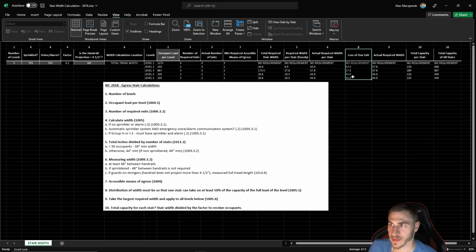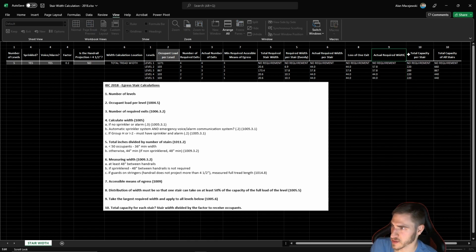So moving on from the loss of one exit, the actual required width, what does that really mean? Well, in this sense, you can take this as an example. It's really just going to be one stair. It's per stair, let's say that. And I'll even put per stair here because that seems to make the most sense. This is going to end up being per stair.